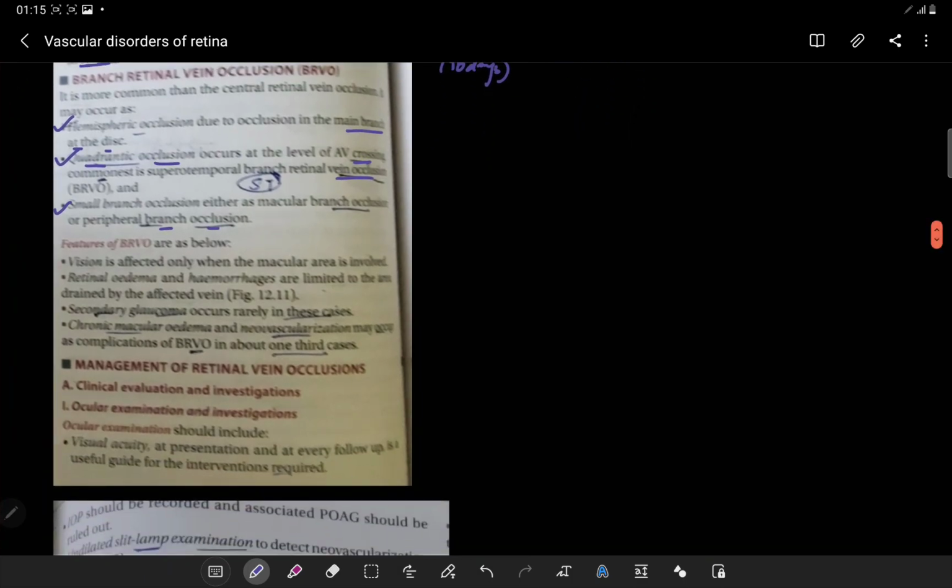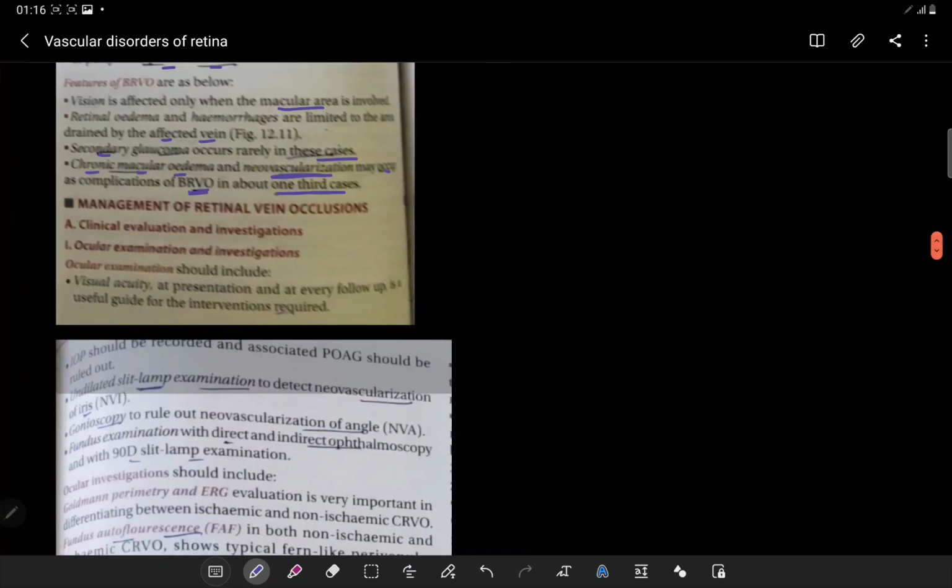Features. Now vision is affected only when the macular area is involved. Retinal edema and hemorrhages are limited to the area drained by the affected vein. Secondary glaucoma rarely occurs in these cases. We have chronic macular edema, and neovascularization may occur as a complication of BRVO in about 1/3 of cases.